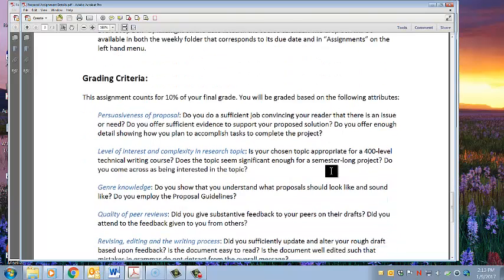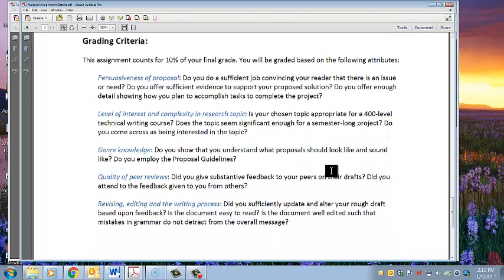Okay, grading criteria, I'm looking for persuasion. I'm looking to actually believe that, number 1, there's a problem or an issue, and number 2, that you have a means of solving it. I'm looking to understand what your level of interest is in the topic and the complexity of the research that you're proposing. If you're proposing something that's kind of mamby-pamby, I'm going to say so. Okay, 400 level project for the entire semester is what you're after.